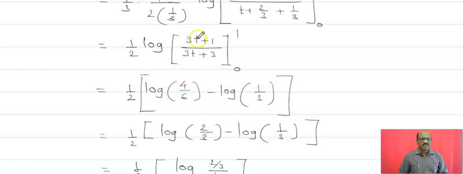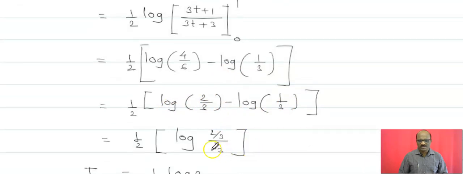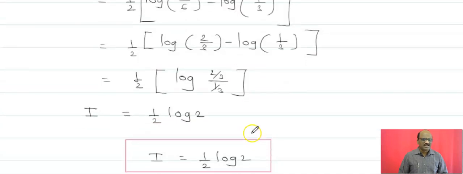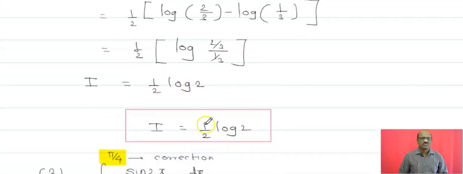Lower limit is 0. T is equals to 0. Then you will get 1 upon 3, that is the log of 1 upon 3. Now there is a subtraction sign between them. As there is a minus sign, log of m minus log of n means what? Log of m upon n. Therefore here is 1 upon 2 log of 2 upon 3 upon 1 upon 3. Now these 3 will get cancelled and you will get 1 upon 2 log of 2. Therefore the answer is I is equals to 1 upon 2 log of 2.